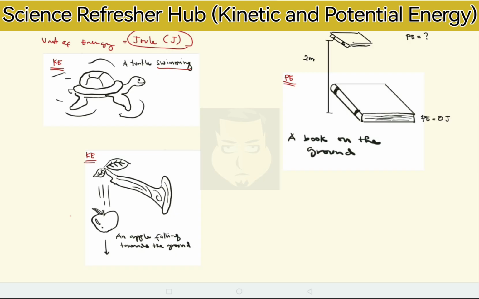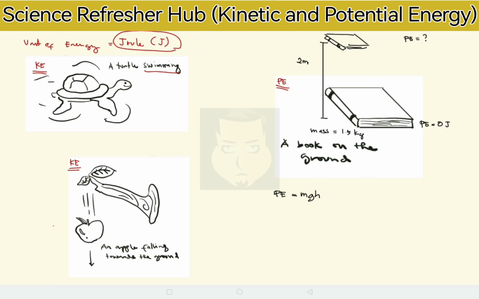So let's solve. Our formula is potential energy is equal to mass times gravity times height. Okay, I forgot to put it there. Let's say the mass of the book is 1.5 kilograms. So all you have to do is put these variables in our equation. This is our height, 2 meters above the ground, and this will be our mass.